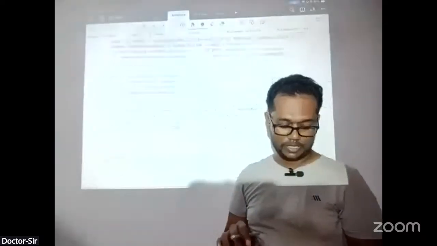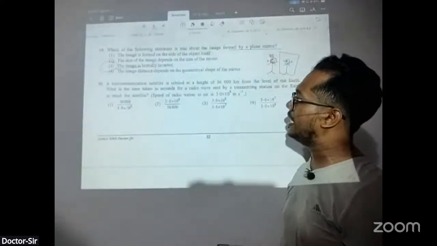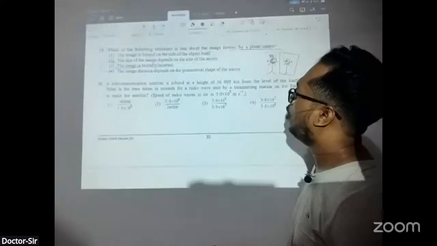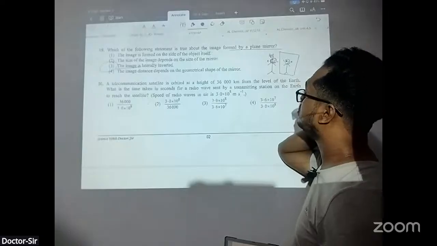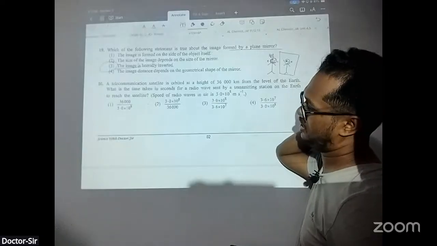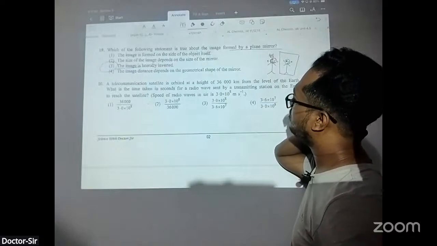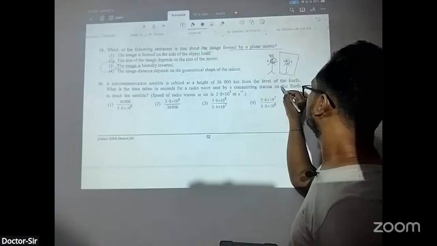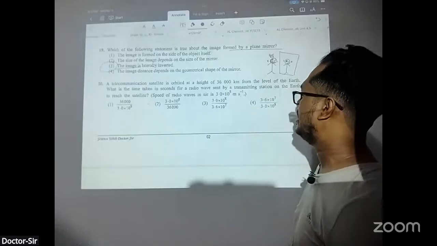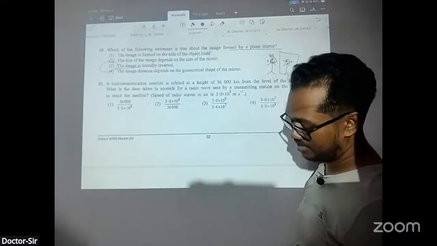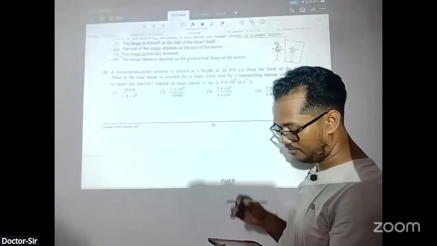Right. Now the last question, the 20th MCQ from the previous paper. A telecommunication satellite orbits at the highest height, 36,000 kilometers from the level of the Earth. The time taken for a radio wave sent by the transmission station on the Earth to reach the satellite is 8 seconds. The speed is given. Whatever they ask, children, it is like this. Now they ask about the telecommunication satellite.